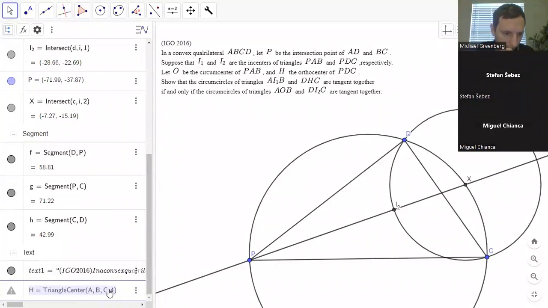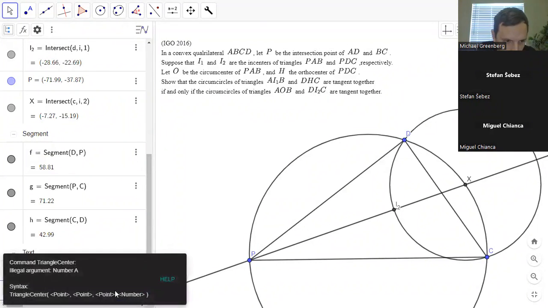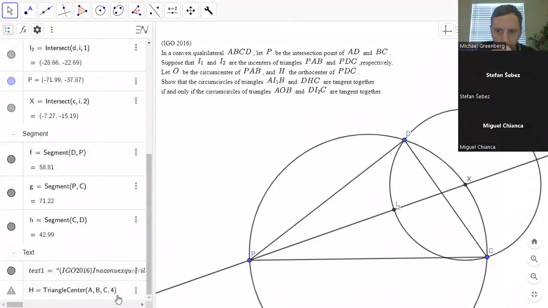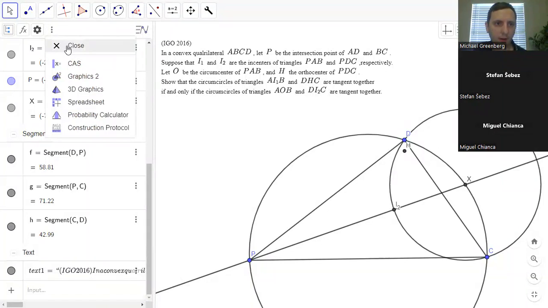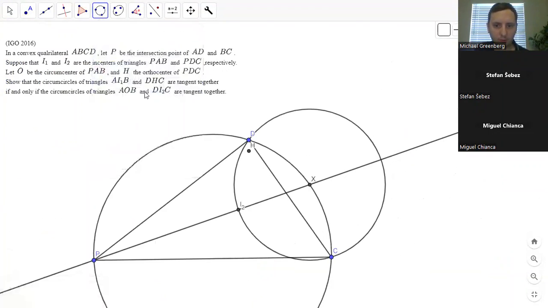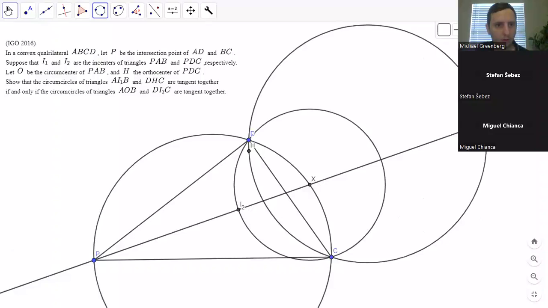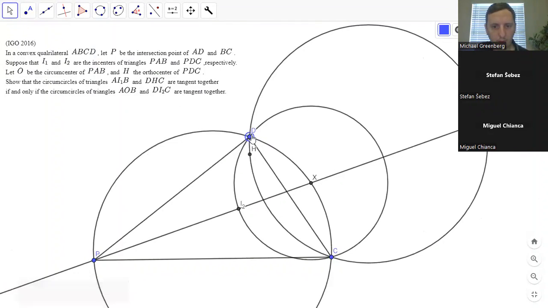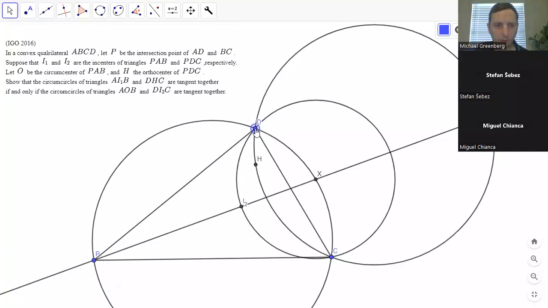What did I do wrong? Oh, did I do anything wrong here? Triangle center. We don't have A, B, and C. So it should be P, C, and D. So that would be H. And I draw this circle CHD. So AI1B should be tangent to that.